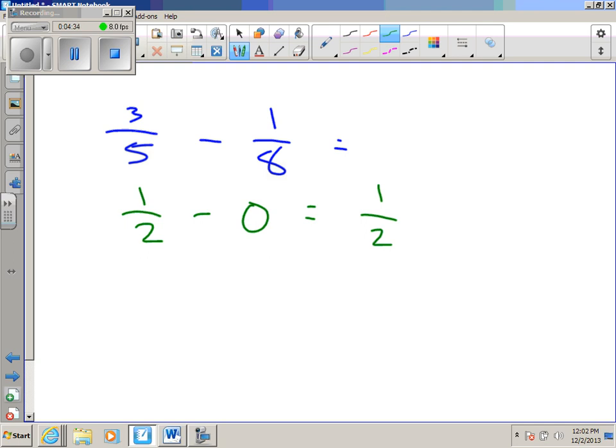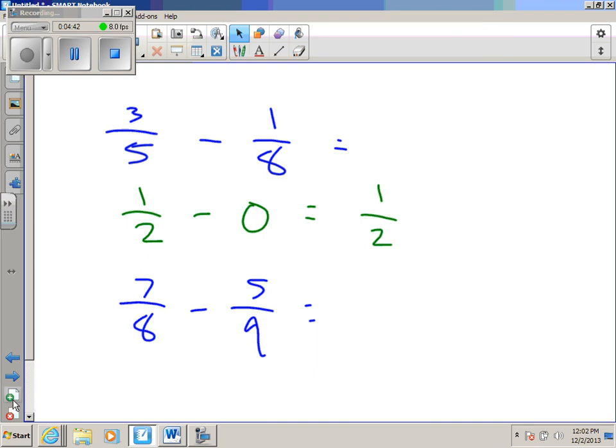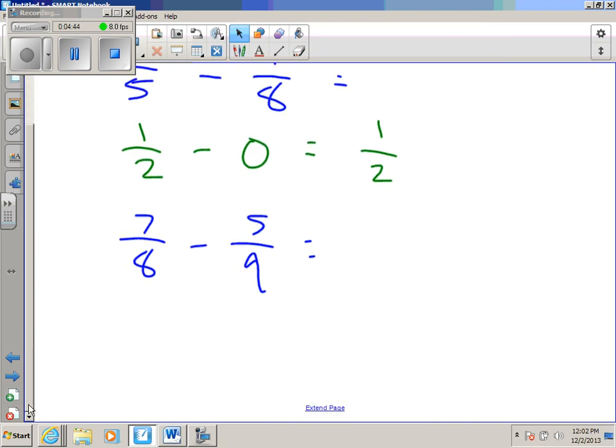Uh, 7/8 minus 5/9. 7/8. 0, half, or 1. 5/9. They're not all going to be half. Any questions on that process with regular fractions?